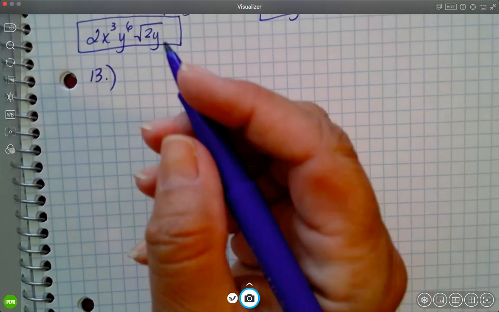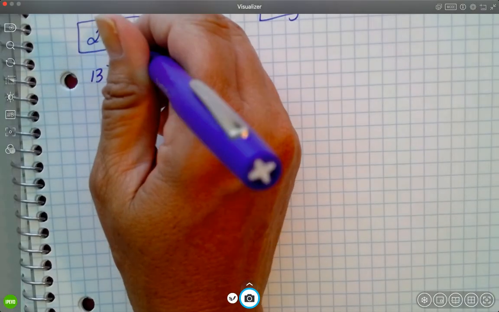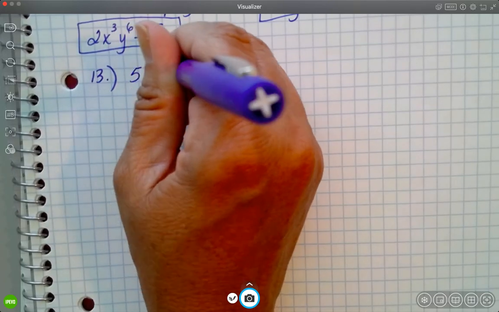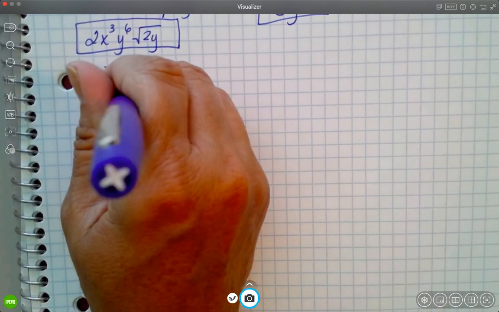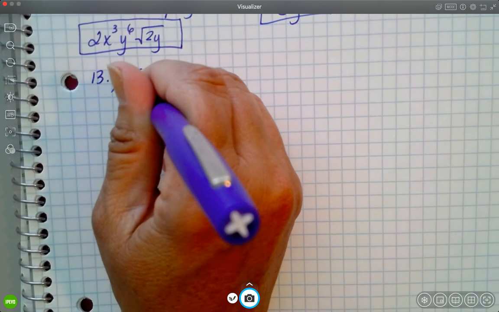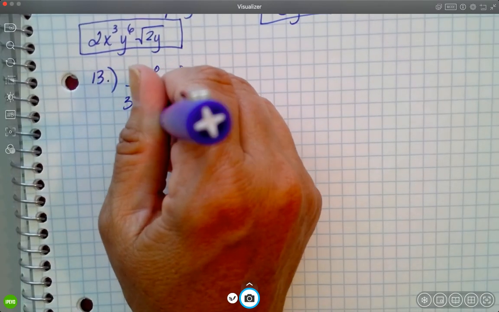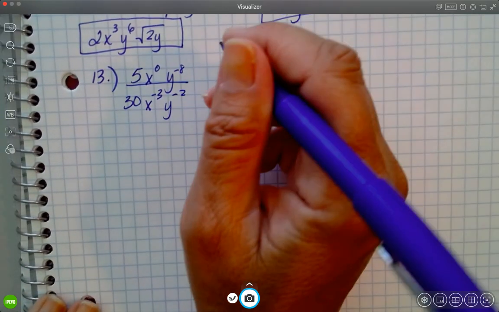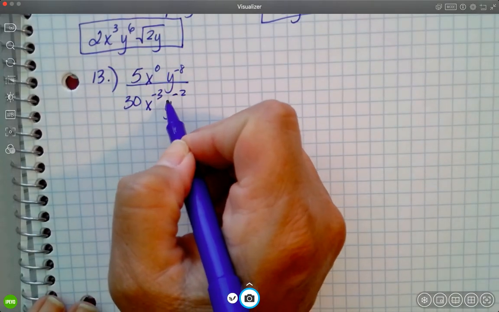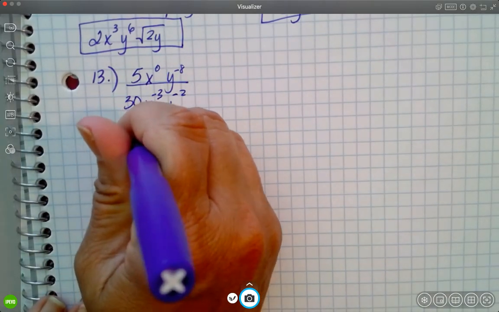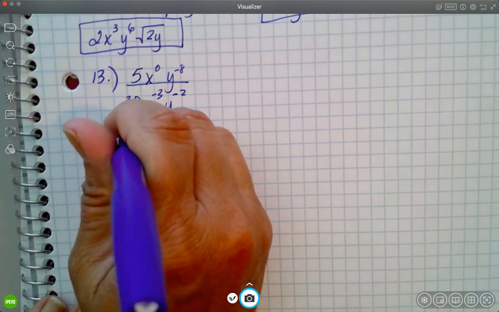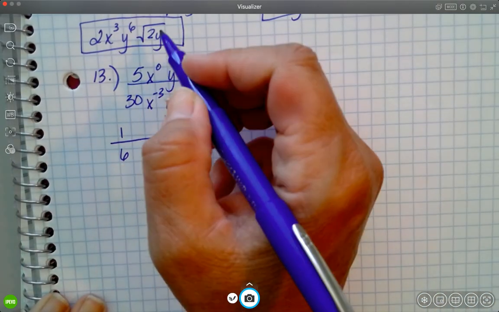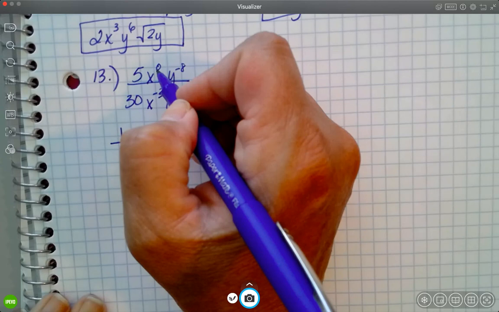Okay, 13 is 5x to the 0, y to the negative 8 over 30x to the negative 3, y to the negative 2. All right, again, I like to get all my negatives where they need to go. Okay, 5 and 30: 5/30 is 1/6. And then x to the 0 is just 1. So I just don't even need to think about it.